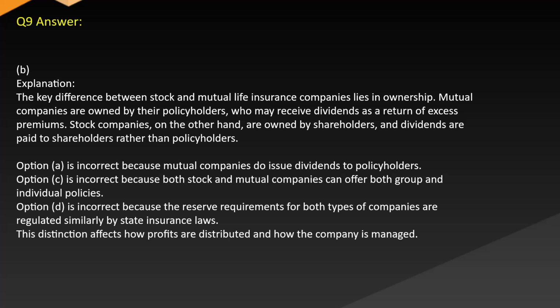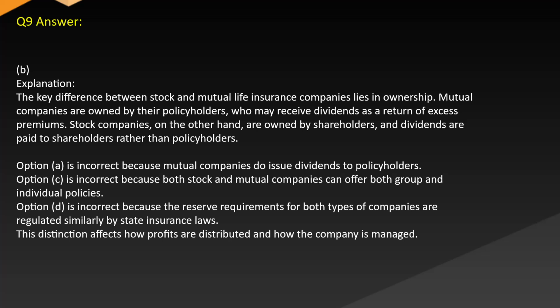Answer B. Explanation. The key difference between stock and mutual life insurance companies lies in ownership. Mutual companies are owned by their policyholders, who may receive dividends as a return of excess premiums. Stock companies, on the other hand, are owned by shareholders, and dividends are paid to shareholders rather than policyholders.